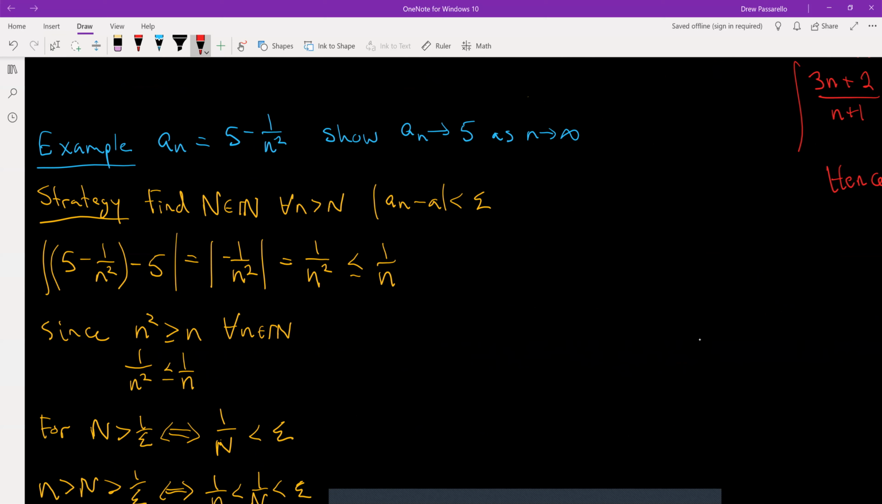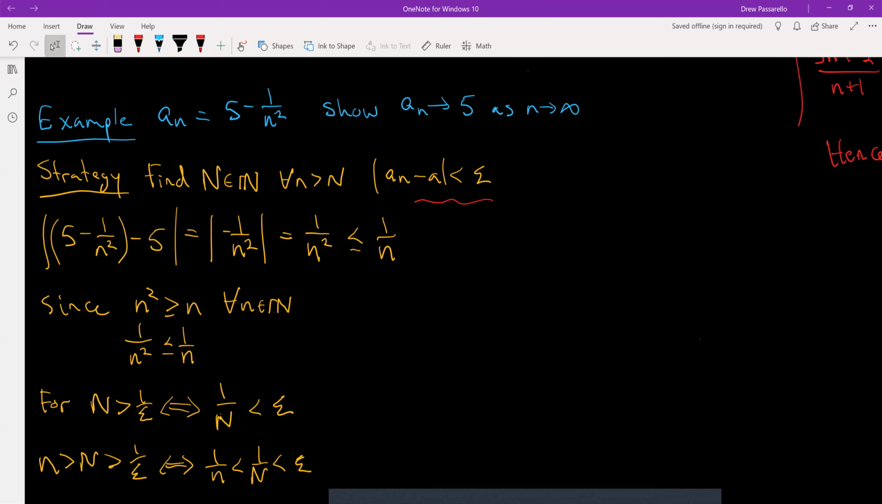I do all this scratch work to find the correct value for capital N that guarantees this particular difference to be less than epsilon. So I just plug in what we have. Our sequence a_n is 5 minus 1 over n squared. That's our a_n, and then we have minus A, because that's the limit we're trying to show. Doing that subtraction, the 5 minus 5 cancel out, so you have negative 1 over n squared. Taking the absolute value, that's 1 over n squared.